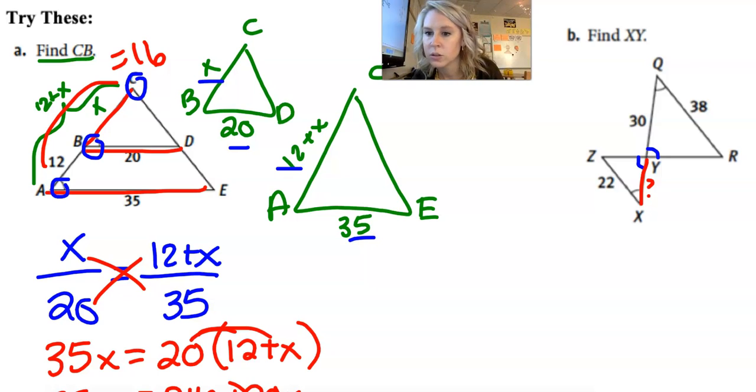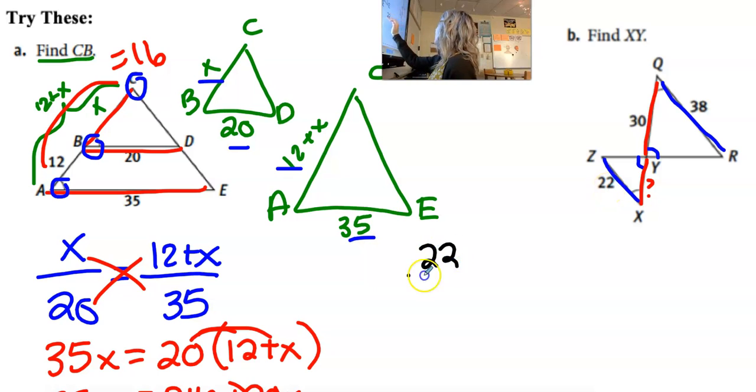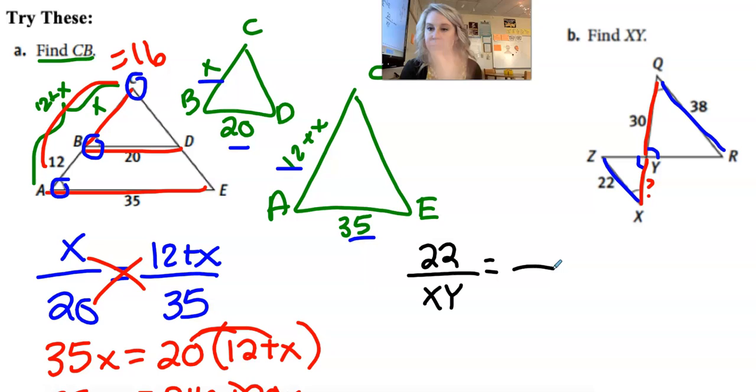So that is going to match up with this 30 side. And then my 22 side is going to match up with my 38 side. And now I can set up a proportion. Again, there's 4 different ways to do it. I'm going to do it this way. So I'm going to say 22, blue side over red side, XY, that I don't know, is going to equal, so I said blue over red, so now I got to go blue over red, so 38 over 30.